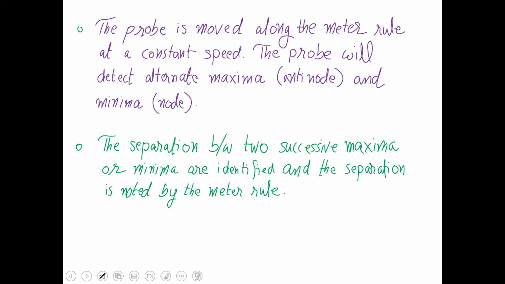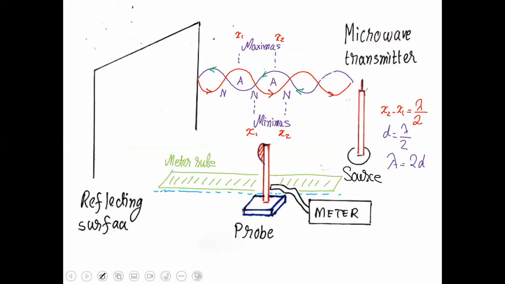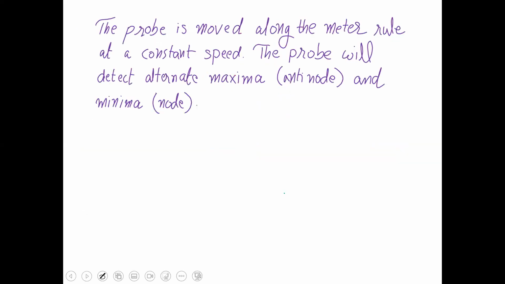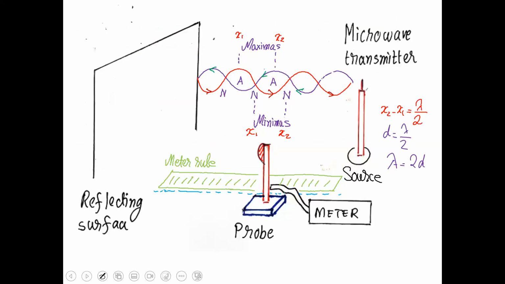So we improve our diagram after this procedure. Look at this diagram. After improving this diagram, you can see that the probe will be moving along the meter rule. And now you can see the positions of antinodes and nodes. You will notice these two positions on a meter rule, and you will identify this separation on the meter rule. Remember this concept that this separation is half of lambda. You have to copy this. Oh, sorry, update it.